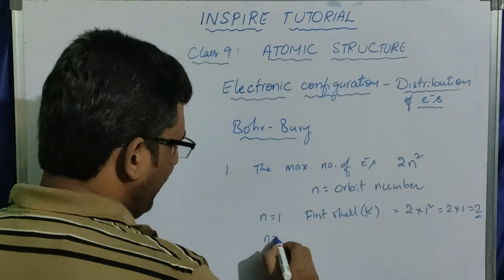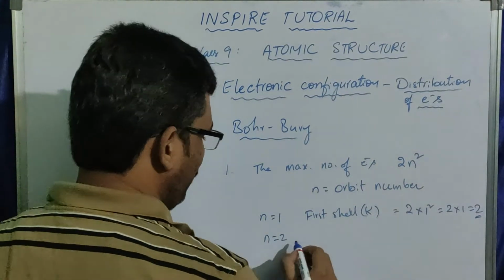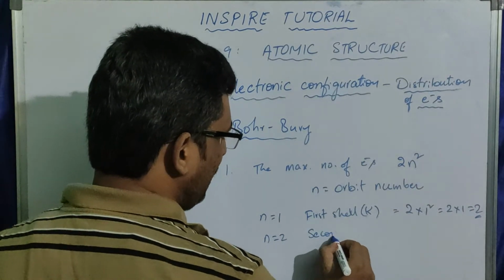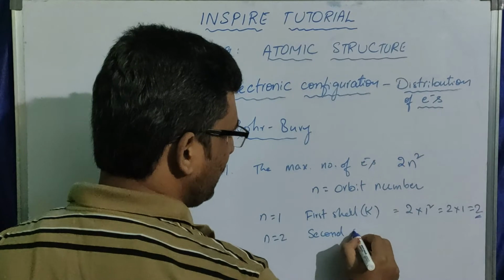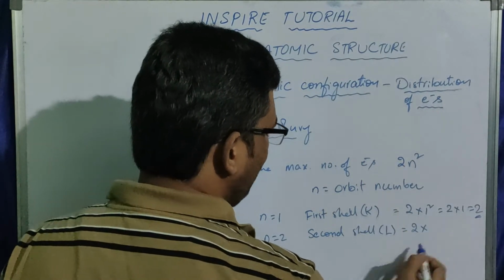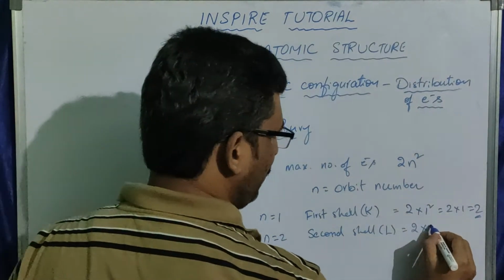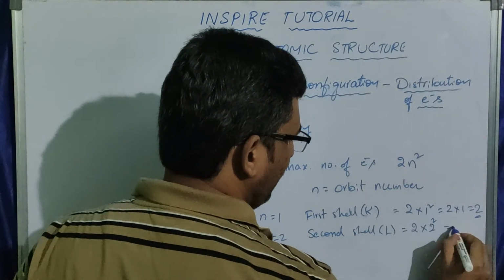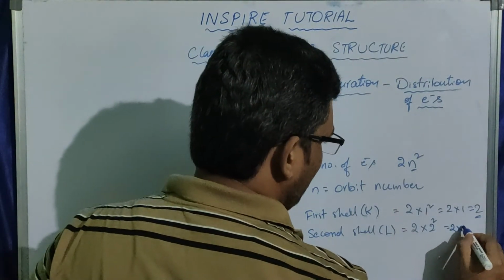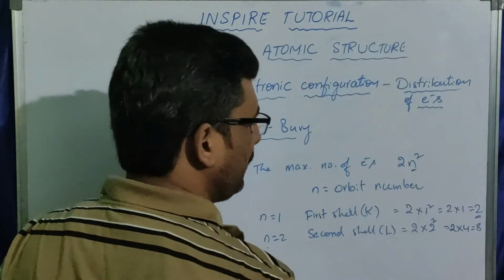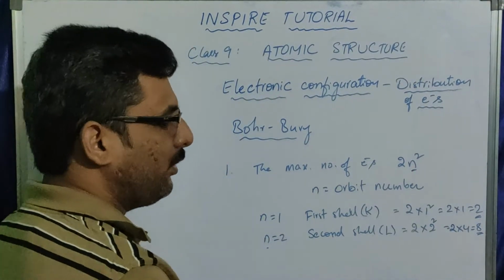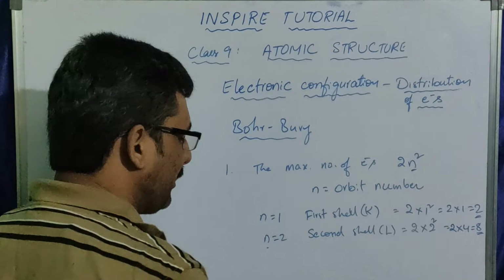And in the second shell, n equals 2. The second shell is the L shell. So in the L shell, n will be 2, so 2 into 2 square. Substituting n equals 2, it will be 2 into 4, that is 8 electrons. This means in the second shell, the L shell, you can put a maximum of 8 electrons.